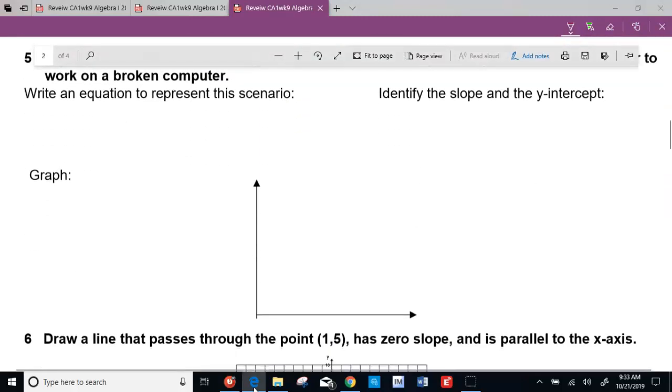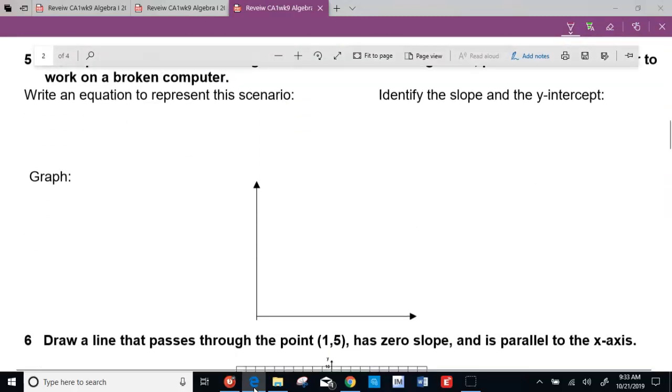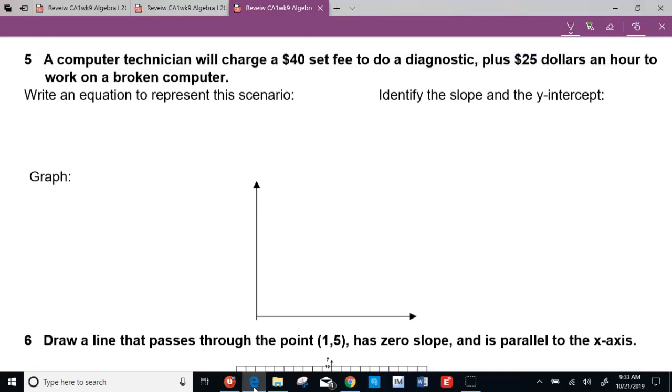Moving on, word problem. So let me go ahead and put the screen up, there we go. A computer technician will charge a $40 set fee to do a diagnostic, plus $25 an hour to work on a broken computer. Write an equation to represent this scenario. So let's write down what we know. We know a couple of things already.